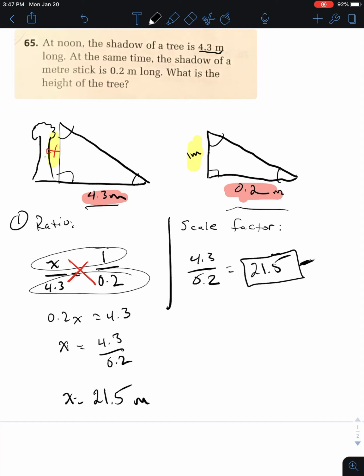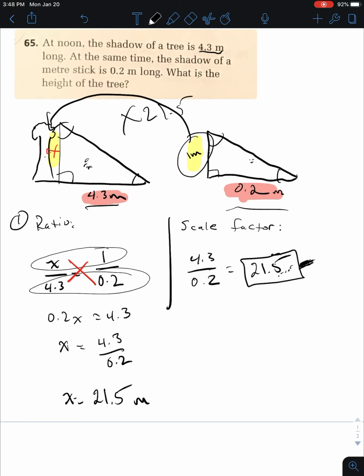And then you can use the scale factor. You okay so far? Okay. So you can use this scale factor, and I know that this triangle is bigger than this one by 21.5 times. So I can take this side length, 0.2, sorry, and multiply it by 21.5. Right? So then I know, in order to get x, I'm going to have to multiply the 1 by the scale factor, which in this case is 21.5.